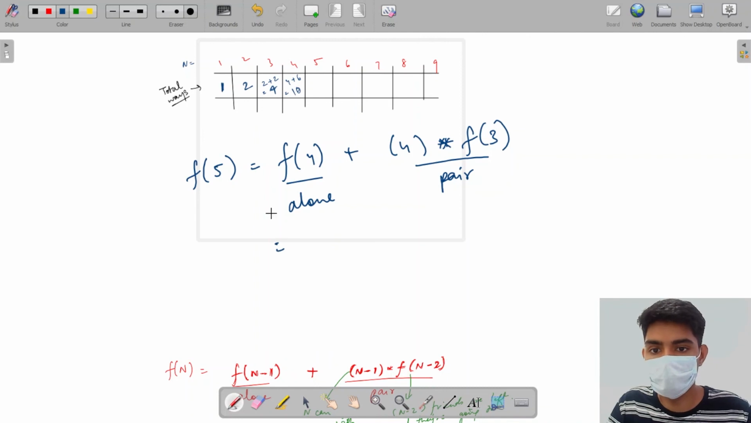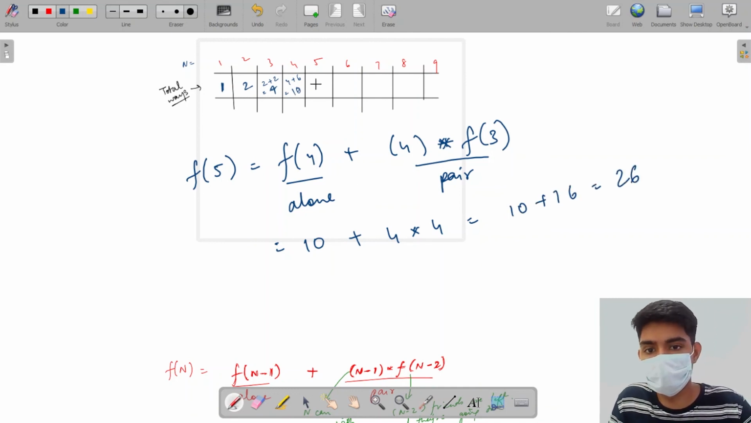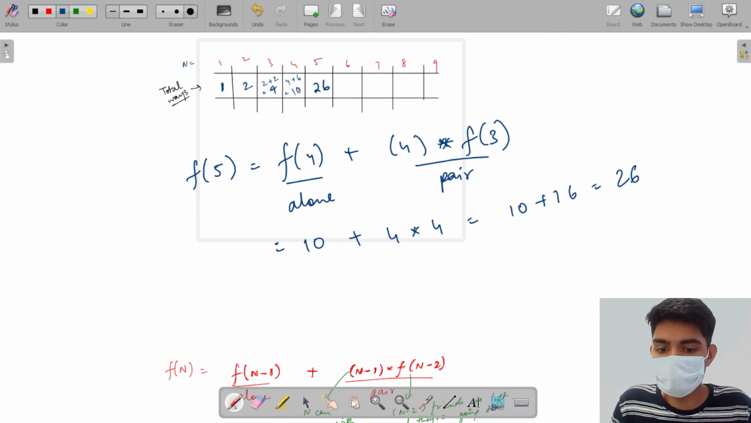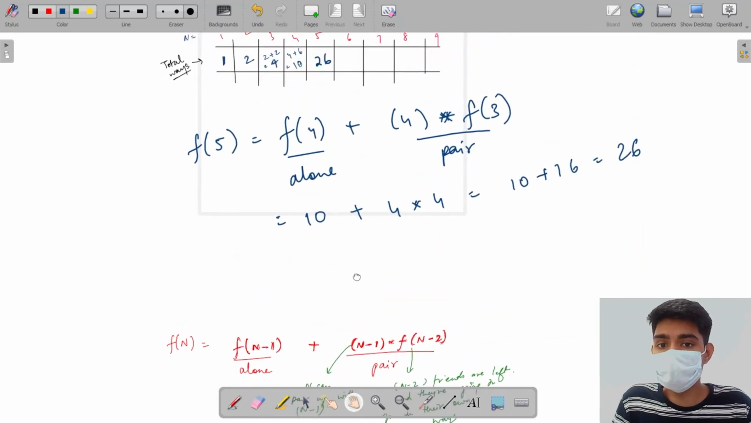If it is going alone, then the number of ways are 10 plus 4 times f of 3. F of 3 is 4, so this gives me 16. 10 plus 16 gives me 26. So for 5, my answer would be 26. Okay, so this is going to be my answer and this is my formula. Now let's try to code this question.